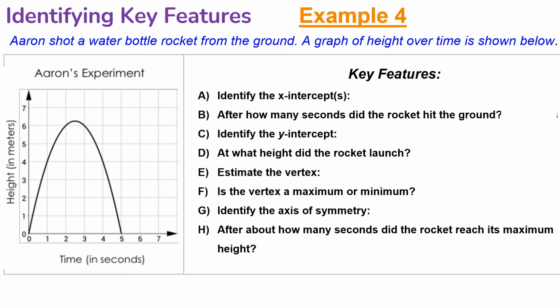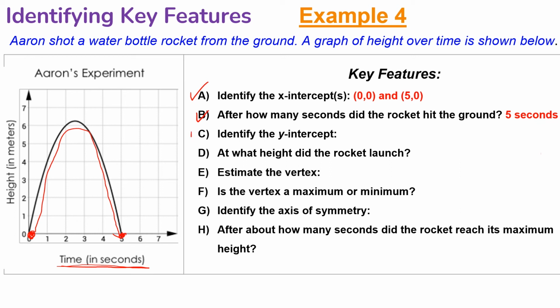So question A asks, identify the x-intercepts. So the x-intercepts are here and here. So they would be (0, 0) and (0, 5). B, after how many seconds did the rocket hit the ground? That would be 5 seconds because the rocket started and then it went up and over and it hit the ground after 5 seconds. My x value is represented by the time there.